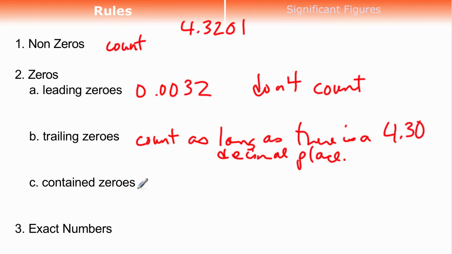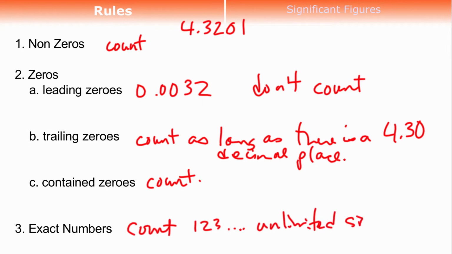Any zeros that are within a number, like this one here, there's a 0 right there, those always count. And like we said a slide or two before, exact numbers, if I actually count, like 1, 2, 3, etc., those have unlimited significance. Now, when I say unlimited significance, that doesn't mean you have to keep writing zeros behind it, it just means that this won't be the weakest link when I'm looking at how precise I can be in writing an answer.